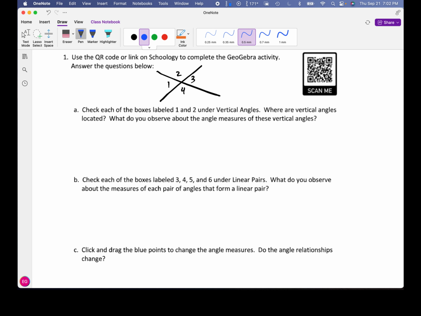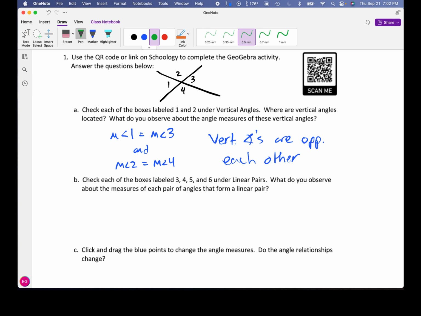Using this little label up here with the 1, 2, 3, 4, I'm noticing that the measure of angle 1 is equal to the measure of angle 3, and the measure of angle 2 is equal to the measure of angle 4. And vertical angles, I'm just going to write, are opposite each other, because I think that's a pretty good way of talking about it. Basically, whenever we get this crisscross pattern, where we get an X shape, the opposite angles are going to be congruent to each other. Those two in blue and these two in green.